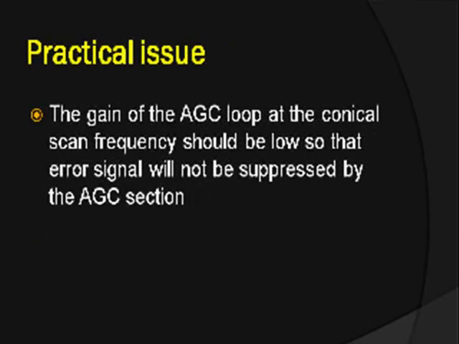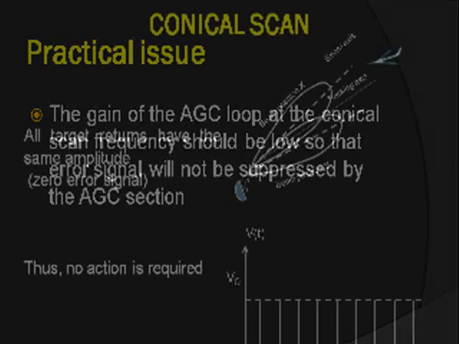The practical point here is the gain of the AGC loop at the conical scan frequency should be low so that the error signal will not be suppressed by the AGC section. Only the unwanted signal is not amplified much.